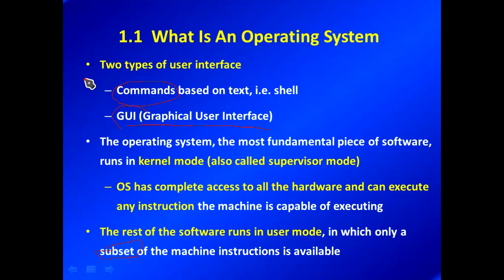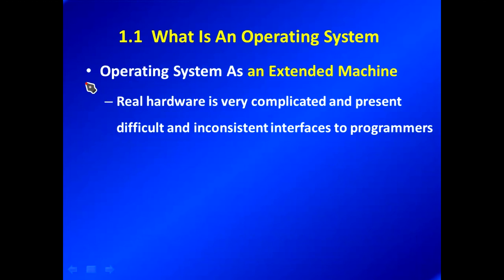Also, you need to understand the two types of user interface. And after you learn all about these two concepts, you can move back to the definition of the operating system. We just mentioned a few times that the operating system has two main roles, two basic roles. One is an extended machine. You can view the operating system as an extended machine.